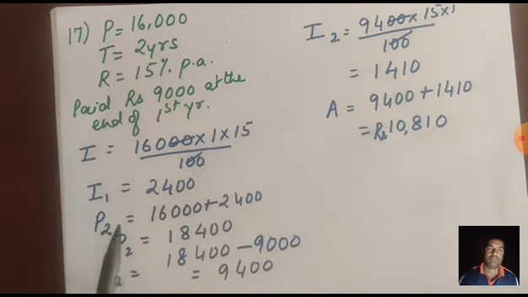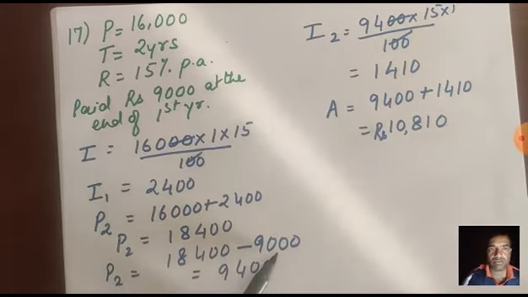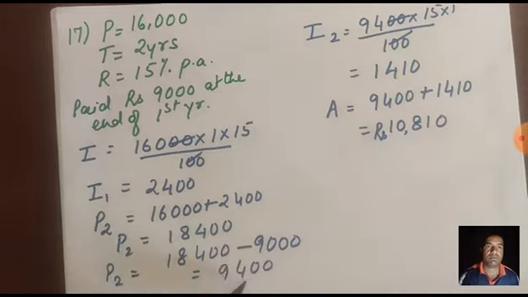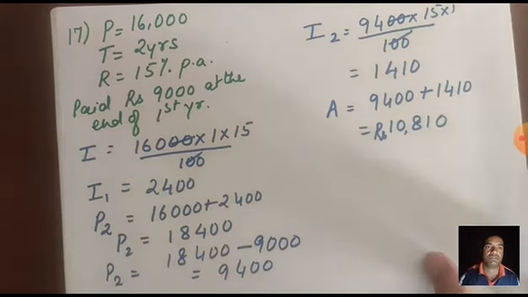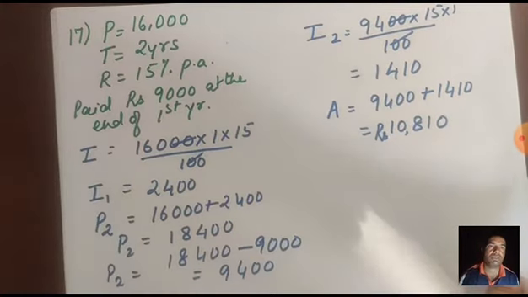I think you have understood this example. Okay, so first we have to find the interest, and this we have to add to the principal to get the amount. But he has paid the 9,000 at the end of the first year. So after that how much remains, on that we have to find out the interest and amount. Then we will see the question number 19.